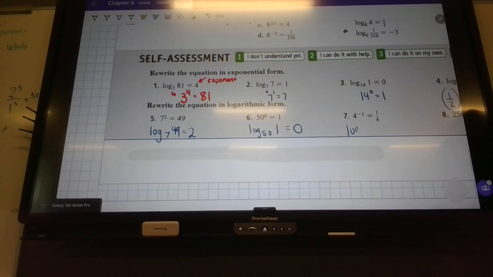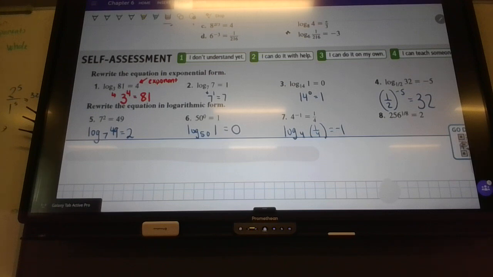So I write the word log. The base becomes a subscript. And logarithms solve for exponent, so the exponent goes as the result. Ooh, 256 is a pretty high number. 2 to the 8th, 256. I might check that if I was on my own here. It is. Log base 256 of 2 is 1/8.